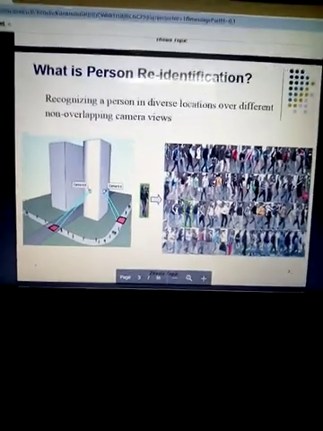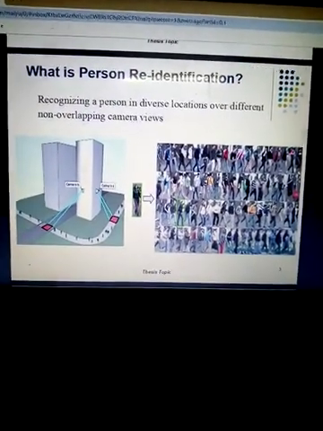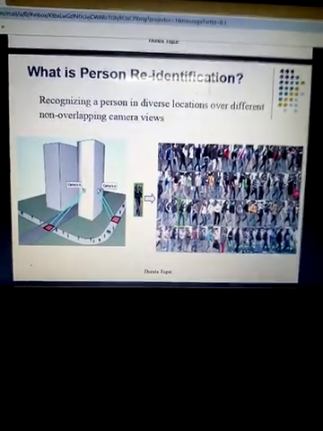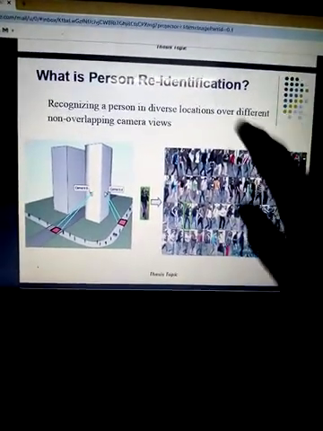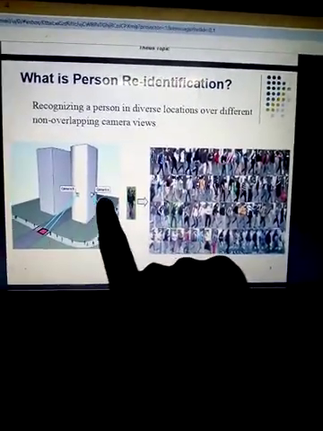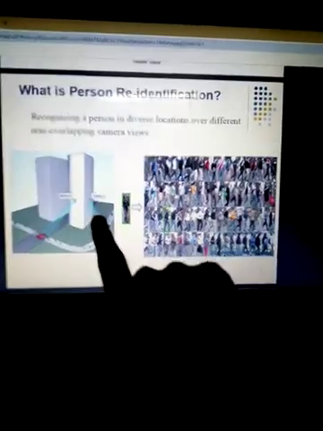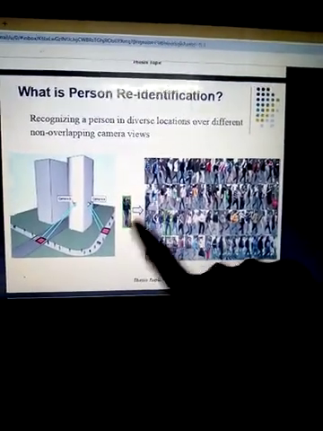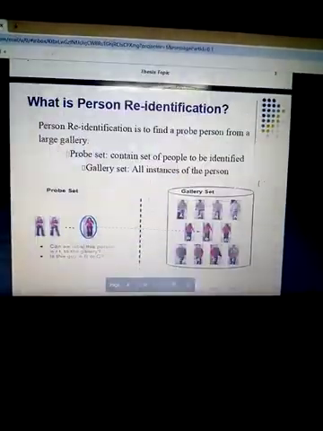Now, what is person re-identification? Person re-identification is basically recognizing a person in diverse locations over different non-overlapping cameras. In this figure, we have camera A and camera B, which are non-overlapping cameras, and we have to identify this image in all of these images.